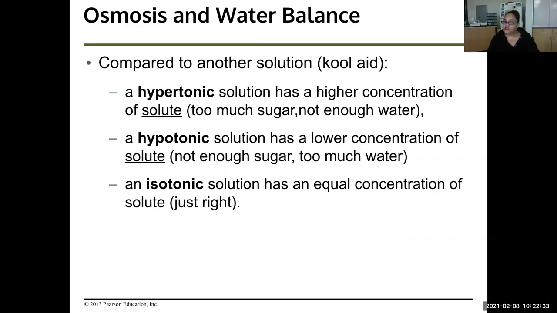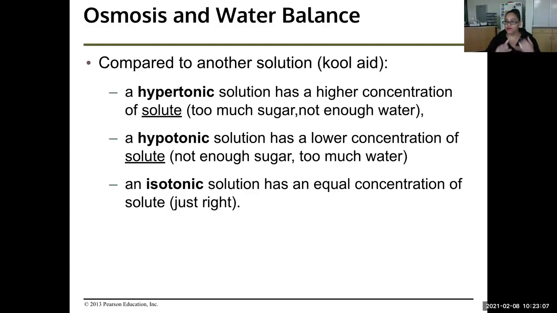So if you compare a solution, we're going to use Kool-Aid as an example. These three vocabulary words: hypertonic, hypotonic, and isotonic. Hyper, if you think of a person that's hyper, they have too much energy. A hyper person always has too much energy. Small children are usually like that. You always say, oh, that kid's so hyper. So hyper just means high, like a high concentration. So a hypertonic solution has a higher concentration of solute.